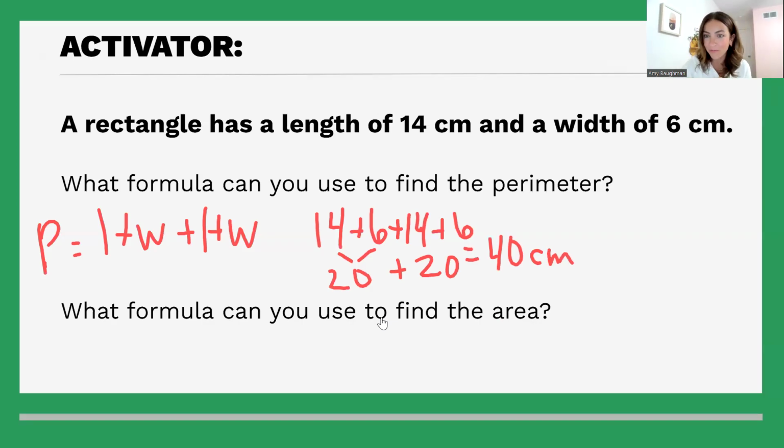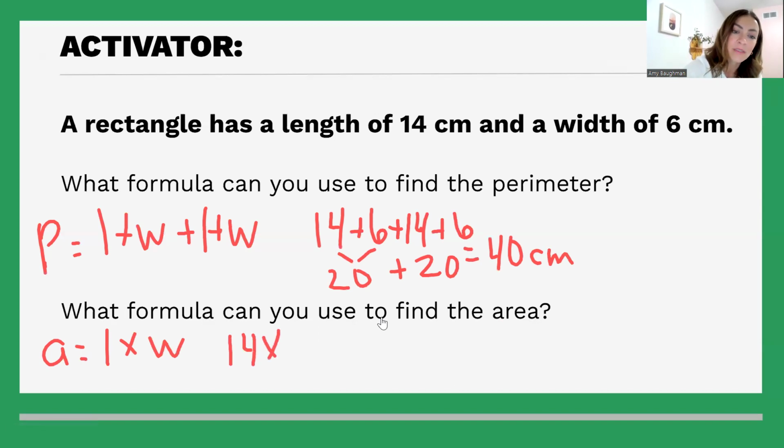Now, how about area? To find area, we will use the formula A equals length times width. So 14 times 6. In your notebooks, I want you to go ahead and solve 14 times 6. You can use any of the multiplication strategies we have talked about. That includes repeated addition, the traditional algorithm, or an area model. When you think you have the answer, raise your hand.